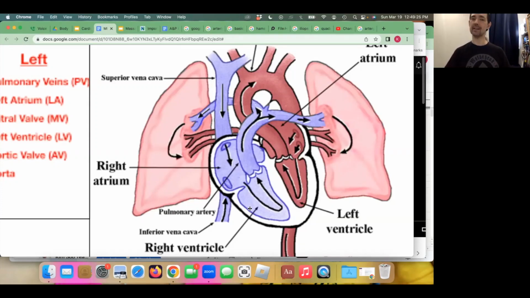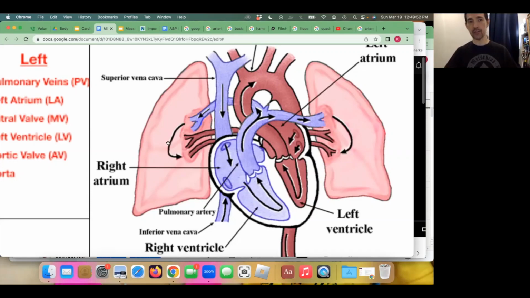So the right side carries, just say to yourself, stay muted, but the right side carries what? Deoxygenated or oxygenated blood? Deoxygenated blood. The left side carries what? Oxygenated or deoxygenated blood? Oxygenated blood. They may ask you something like that, right? Which one carries deoxygenated? Which one receives oxygenated blood, or which one pumps out oxygenated blood to the body?